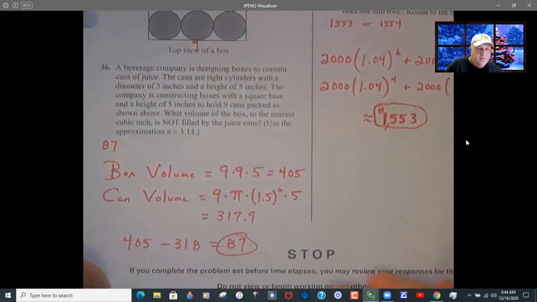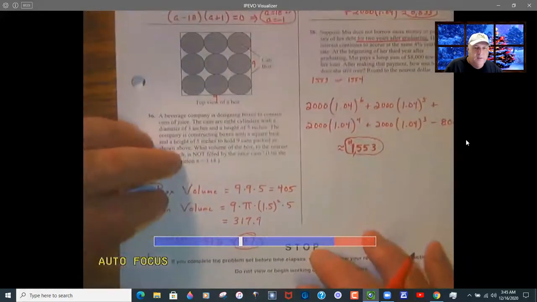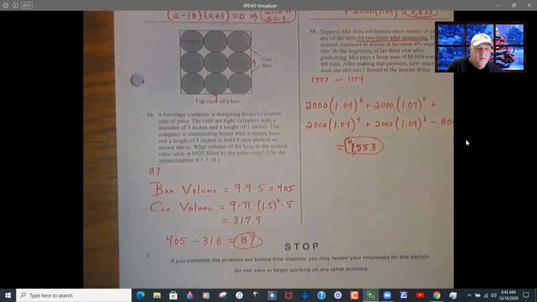36, we're figuring out the difference between the volume, the space that's left in this. So the box volume is 9 times 9 times 5.